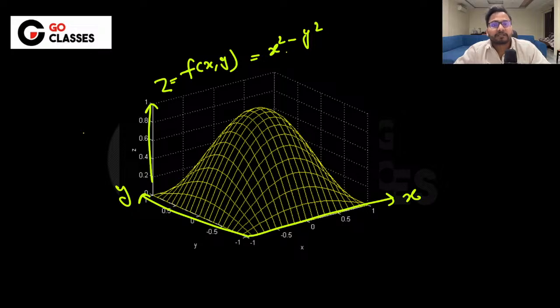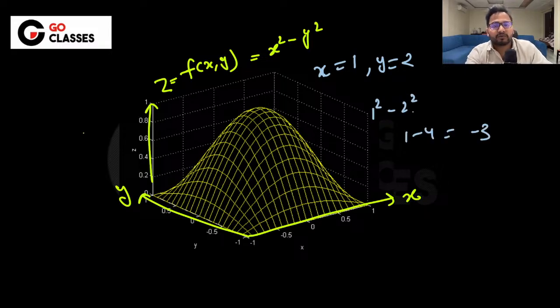Then for some values of x and y, let's suppose x equal to 1 and y equal to 2, it will be 1 square minus 2 square, right? So 1 minus 4, it will be minus 3. If x is 1 and y is 2, it will be minus 3. Is this fine to everyone?